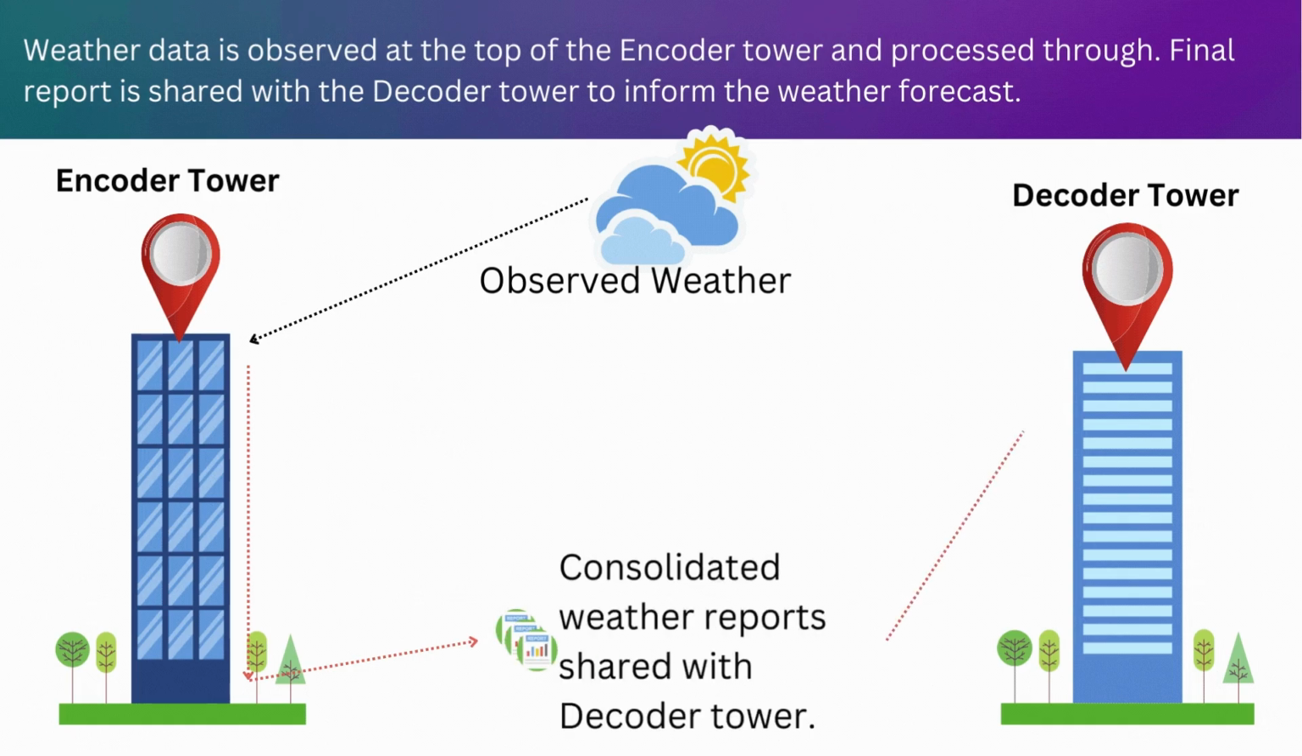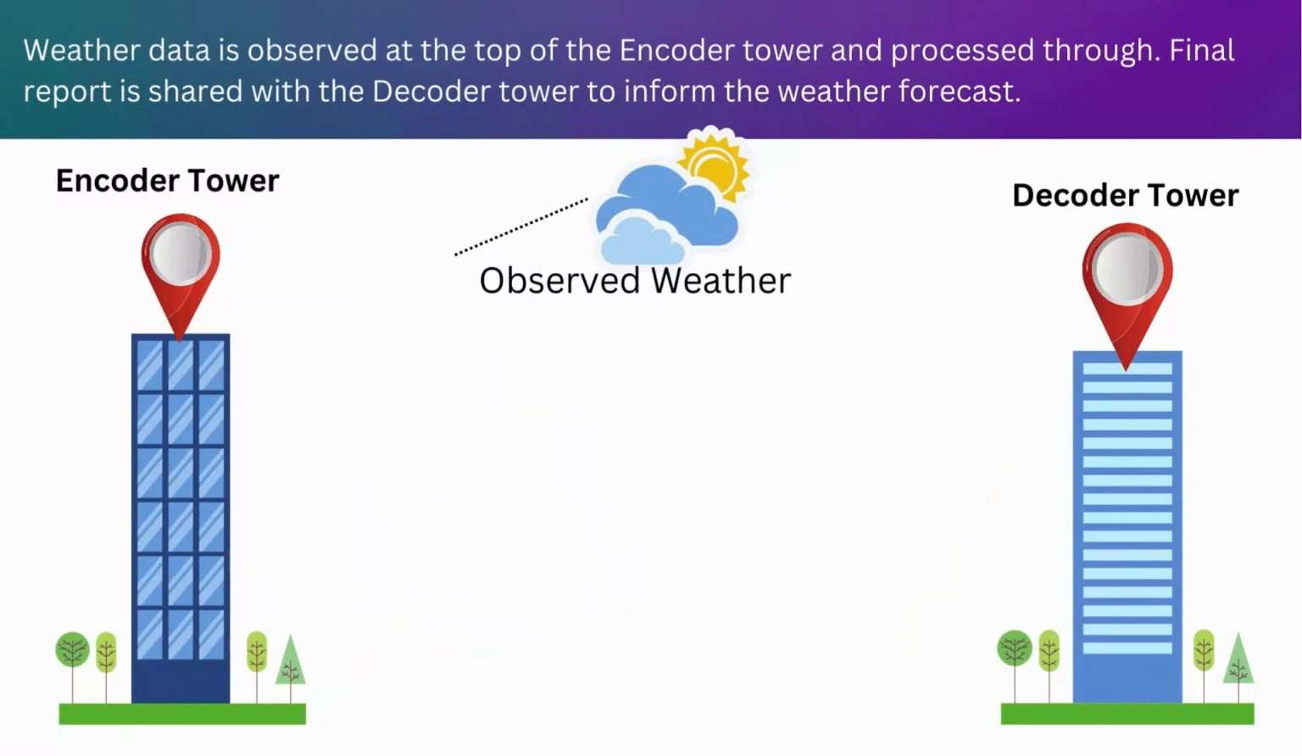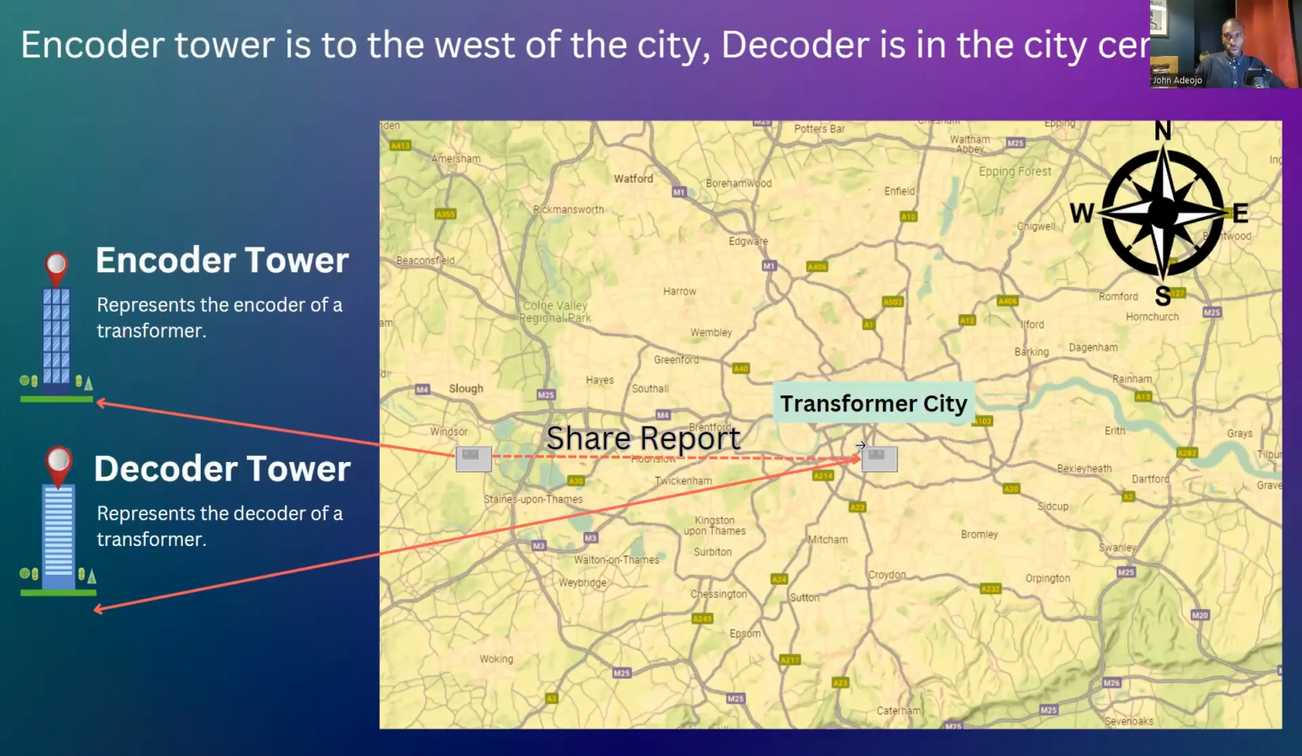Okay, so now how does that actually relate to the decoder tower? So if we have a look at the screen now, what we can see here is going back to that geographic map that we have of the encoder tower here in the west, capturing our data. And then in the east, we have the decoder tower, which is based in this transformer city center. So you can see that report is shared with the decoder tower. And that report could be shared by any way in your imagination. So it might be emailed, somebody might run it over, it might be sent through the mail, whatever you want, it's shared with the decoder tower.